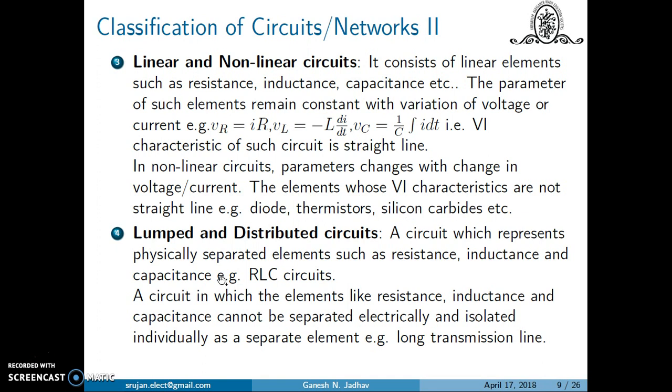Then lumped and distributed circuits. A circuit which represents physically separated elements such as resistance, inductance and capacitance is an RLC circuit. In a lumped circuit we can separate out the resistance, inductance and capacitance and show them at one location, so it is called a lumped network. In a distributed network, the elements cannot be electrically isolated. Take the example of a transmission line. A transmission line has resistance, inductance and capacitance, but we cannot separate them out. Hence the parameters are distributed, especially in a long transmission line.